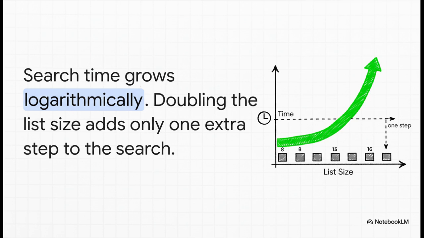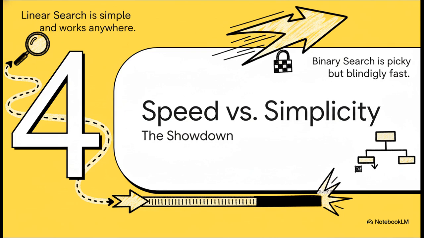Now, just think about what that means for a second. Even if the list doubles in size, the search time only goes up by one single step. That's not just a little better than linear search, it's an absolutely massive leap in performance. Okay, so we've met our two opponents. In one corner, we have linear search. Simple, reliable, works anywhere. And in the other corner, binary search. A little picky, but unbelievably fast. So let's see what that speed difference actually looks like when we put them to the test.